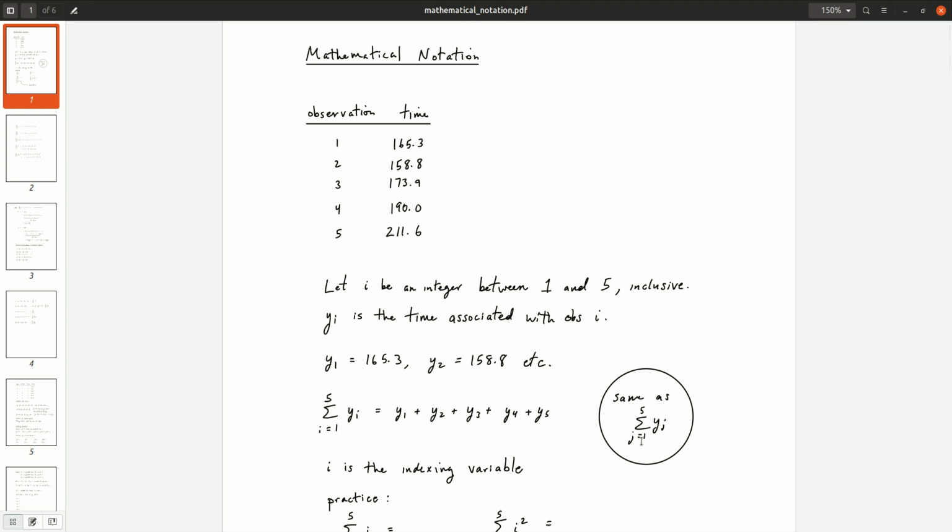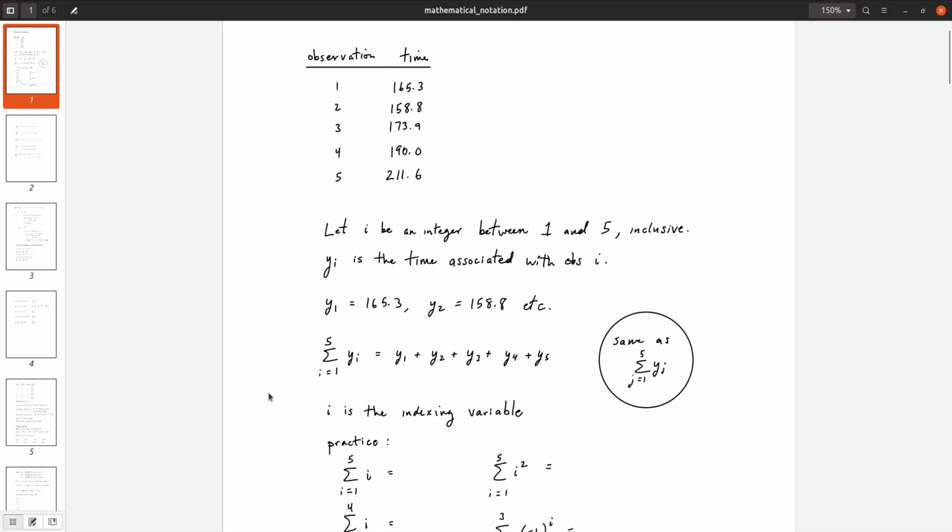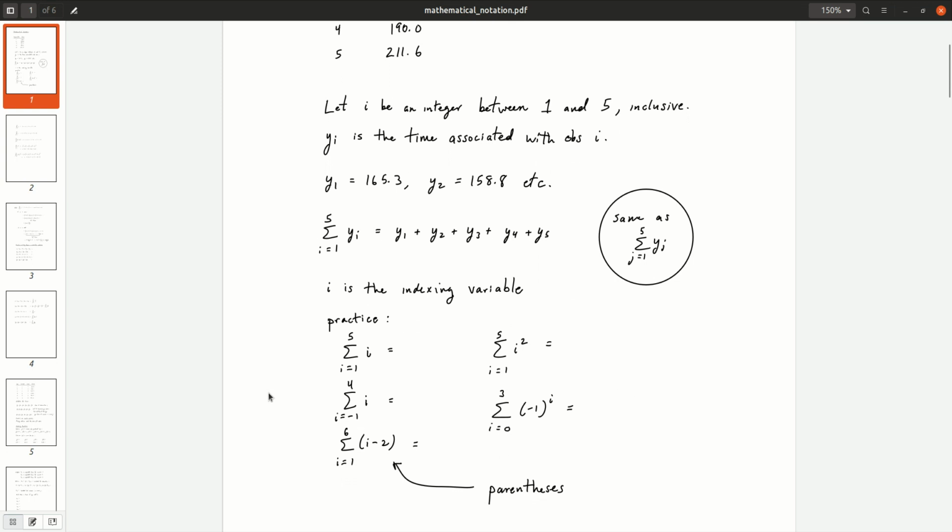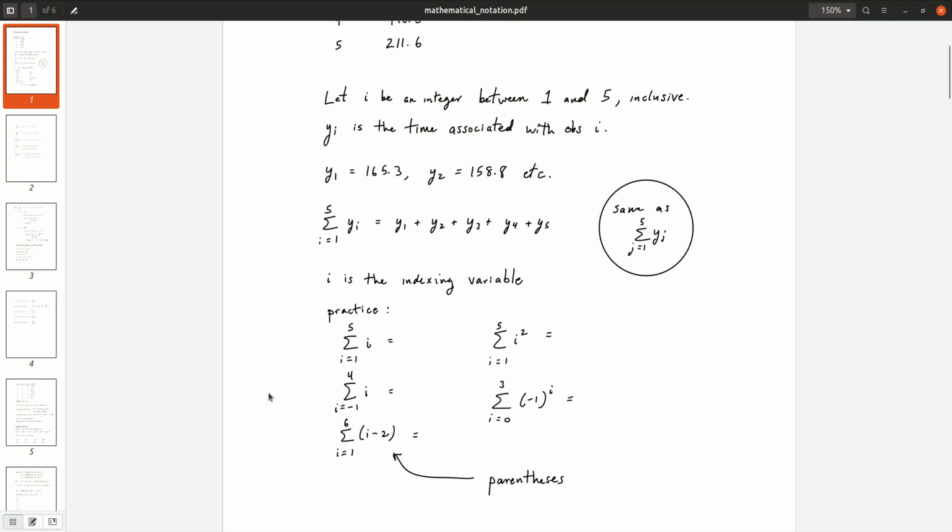So it would not make sense to say sum j equals 1 to 5 y sub i, for example. All right, let's get some practice with this. So I've written out 5 different summations. And what I want you to do, and we'll try to do this throughout these videos, is to pause the video, take out a sheet of paper, and then just like we have up here, take this summation and write out what goes on the right side.